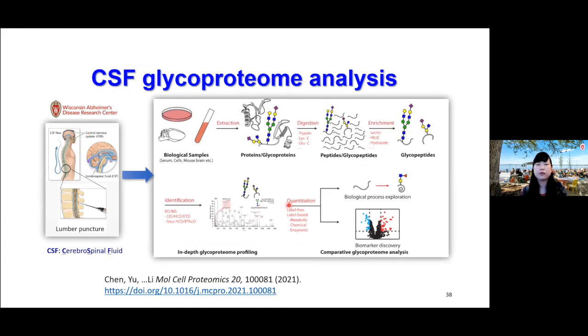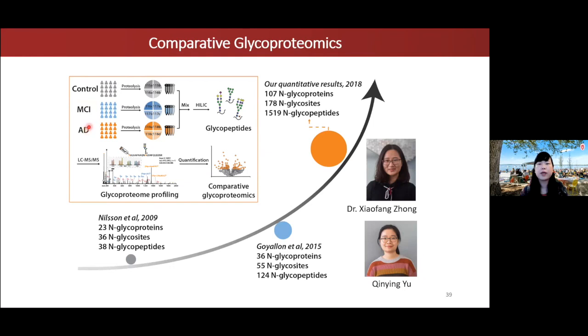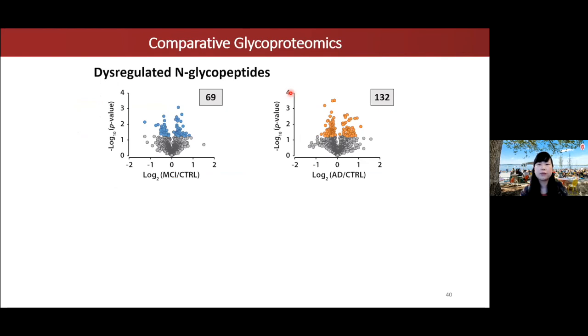from cerebral spinal fluid, but I want to just focus on the use of this N-DiLeu tag to quantify these glycoproteomes from 48 patient samples divided in 3 groups, the control, MCI, and AD, and we were able to quantify over 1,500 N-glycopeptides amounting to 107 N-glycoproteins. So this volcano plot shows the dysregulated N-glycopeptides, for example, 69 of these showed changes in the MCI and 132 dysregulated in the AD condition.